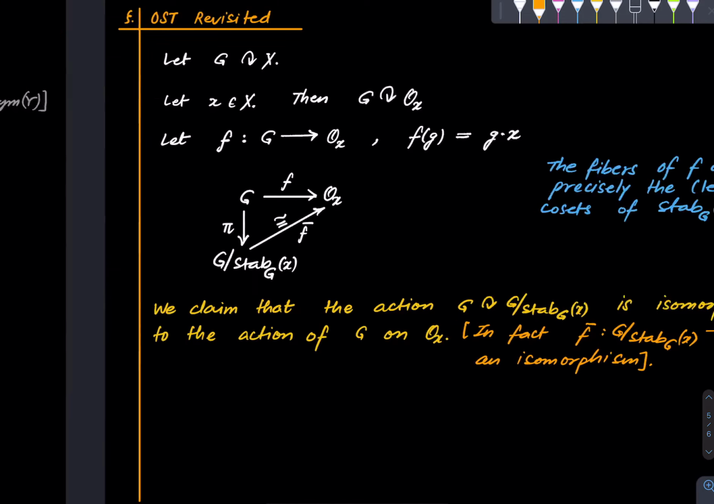So just give me a second. Here, I did not highlight this. I just want to highlight this. Right. So we will show basically that f bar is an isomorphism, and let me do that on a separate page. So all we need to check is that for little g in capital G, this diagram commutes: G mod stabilizer of x to orbit of x, and G mod stabilizer of x to orbit of x.